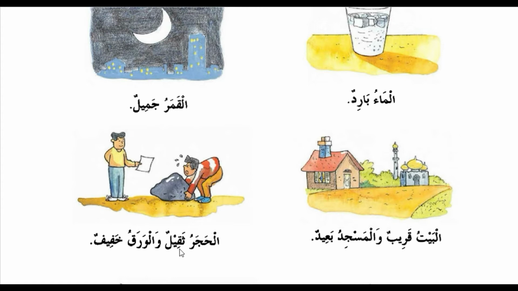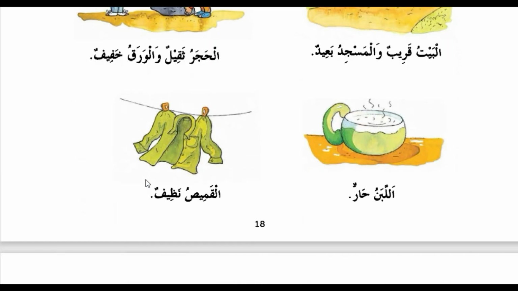الحجر ثقيل, the rock is heavy. والورق خفيف, and the paper is light. اللبن حار, the milk is hot. القميص نظيف, the shirt is clean.